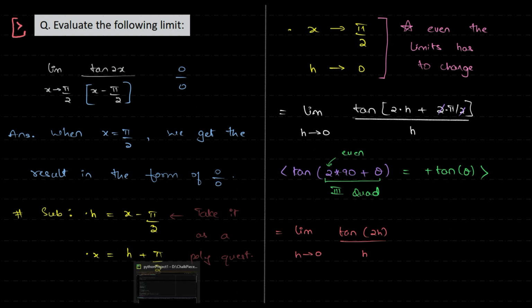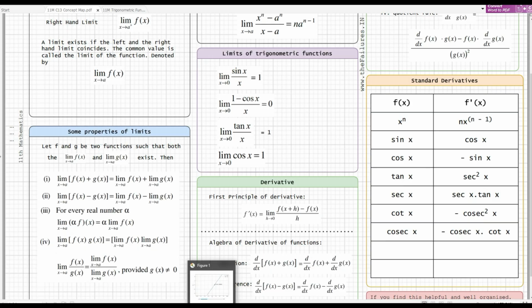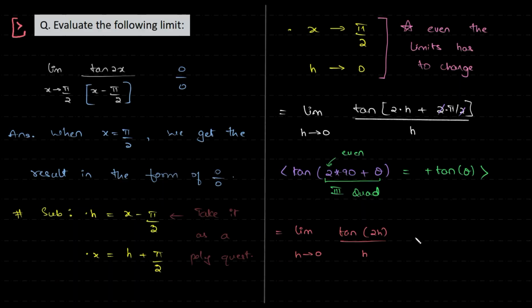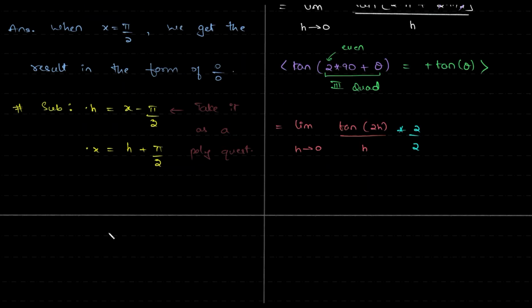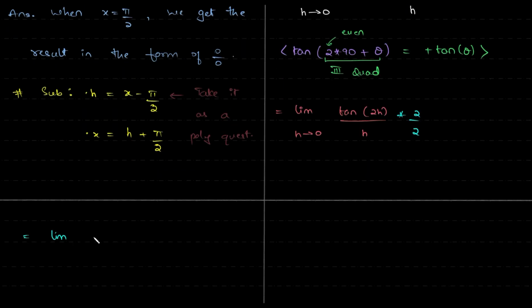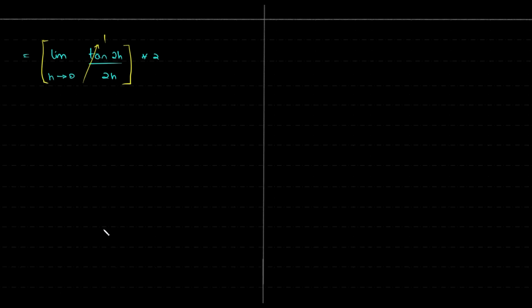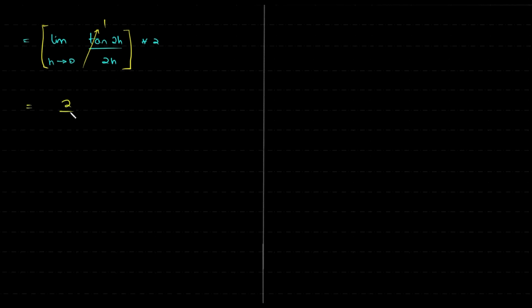So what identity do we have to make use of? This one. But we have to have the same expressions in the numerator and denominator, but we don't have that. So what should we do? We'll multiply and divide by 2. And so we'll end up with limit tan 2h by 2h into 2 as h tends towards 0. This entire expression will become 1. So 1 into 2 is 2. And that's your result.